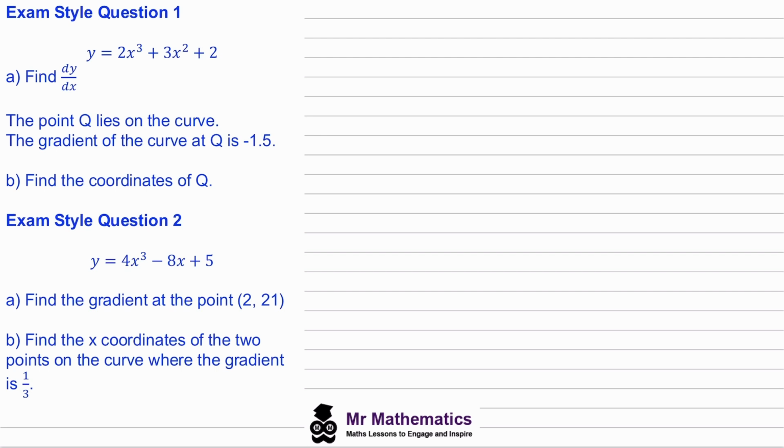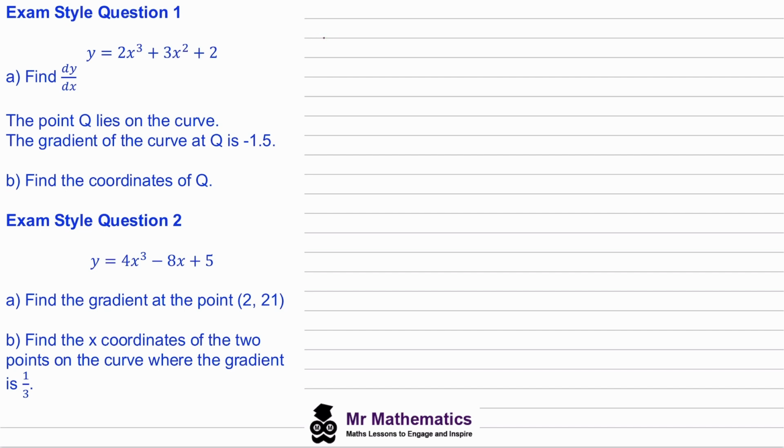So in our first question, we've been given the equation y equals 2x cubed plus 3x squared plus 2. We've been asked to work out dy by dx. And then we've been asked to work out the coordinates of Q when the gradient at that point is negative 1.5. So perhaps you want to try these questions yourself. You can pause the video, and when you come back, we'll go through the worked solution.